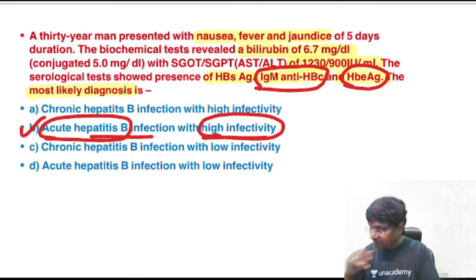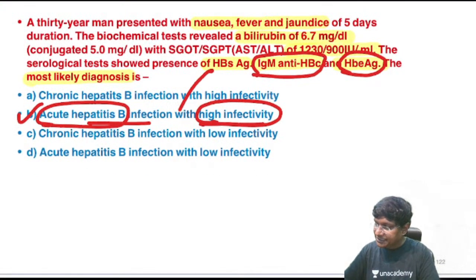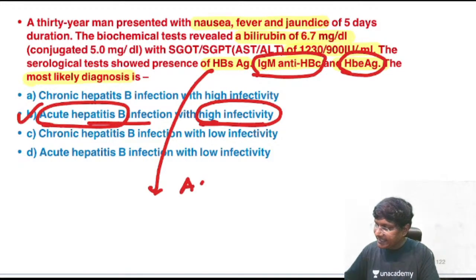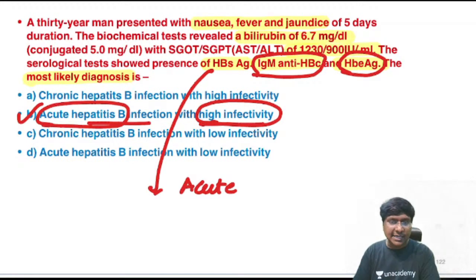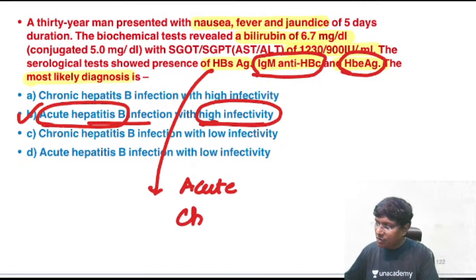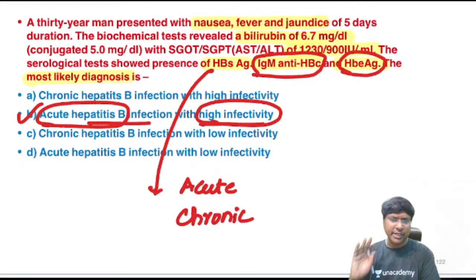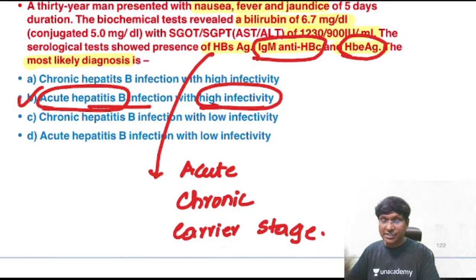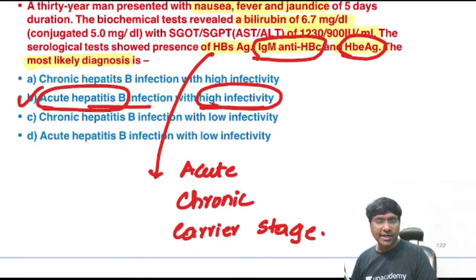Okay, right. Then presence of the surface antigen. See, if surface antigen is positive, you can call it either acute, or chronic, or the individual is in carrier stage. So the presence of surface antigen means it is either acute or chronic or carrier stage. Any of these can be there. That is what your surface antigen indicates if it is present. All right.